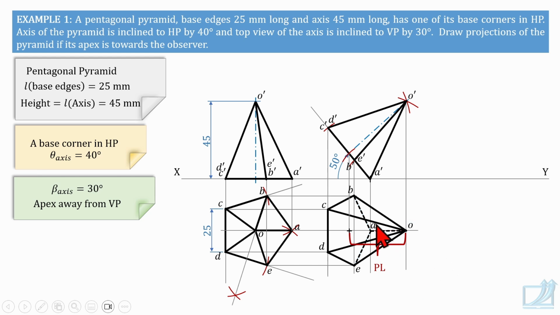The top view gives details with respect to VP. Now what details does the top view give with respect to VP? The top view of the axis makes 30 degrees, but in our diagram the top view is parallel to the XY line, meaning parallel to VP. We should make it at an angle of 30 degrees. We should draw it at an angle of 30 degrees. So how to do it?